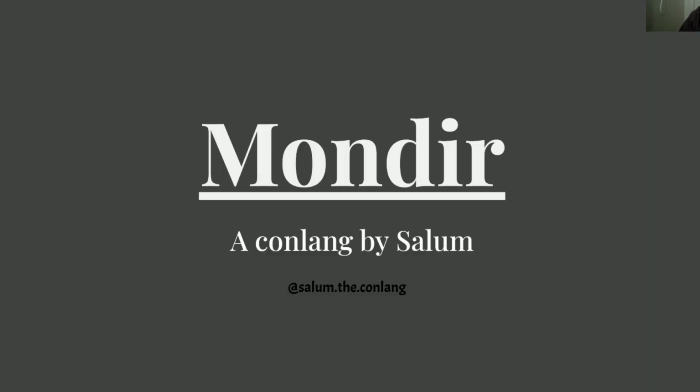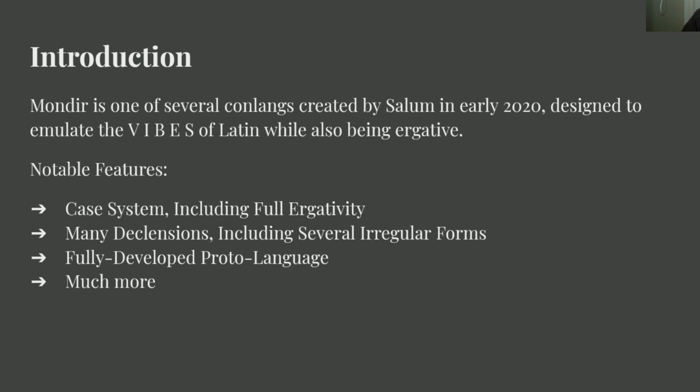Mondir, a Conlang by Salem. Okay, so Mondir is one of several Conlangs created by Salem in early 2020, designed to emulate the vibes of Latin while also being an ergative absolutive language. It has a lot of notable features, but it's got a wild case system including full ergativity. It has many declensions that apply to every aspect of the verbs and nouns and adjectives and everything. It comes from a fully developed proto-language, and Mondir itself is the parent language to several descendant languages.